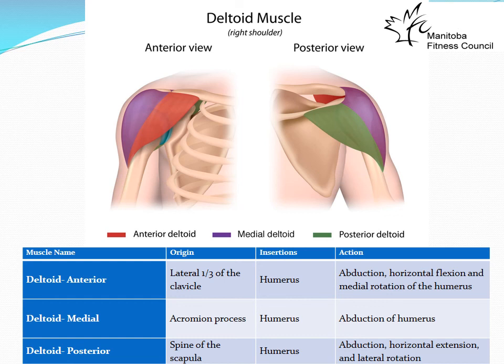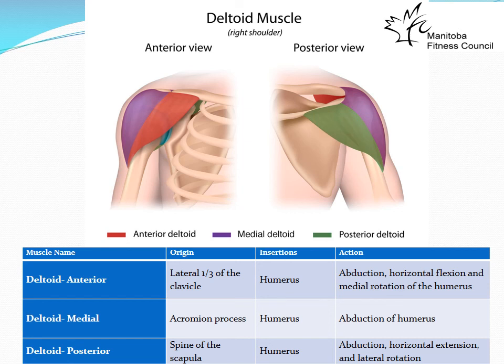The medial deltoid, this is going to go from that lateralmost part of the acromion process. It's a purple one. That acromion process is part of your scapula, and it will insert into the humerus. When this muscle shortens, it will cause abduction of the humerus. It's the strongest one of the three that will do abduction. The other two will assist.